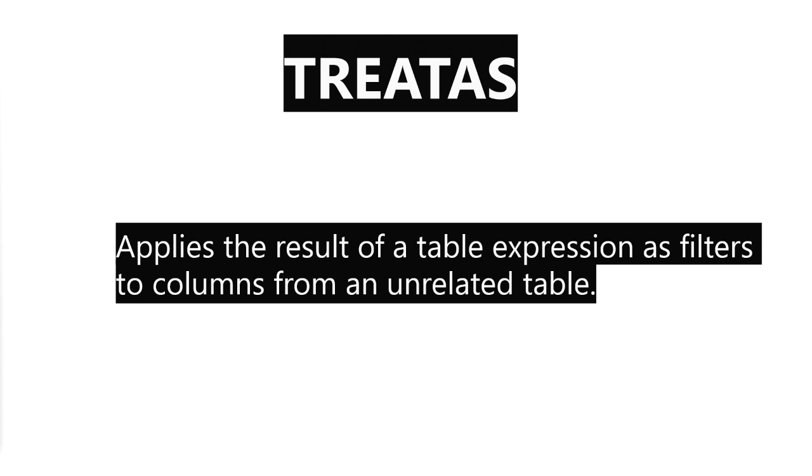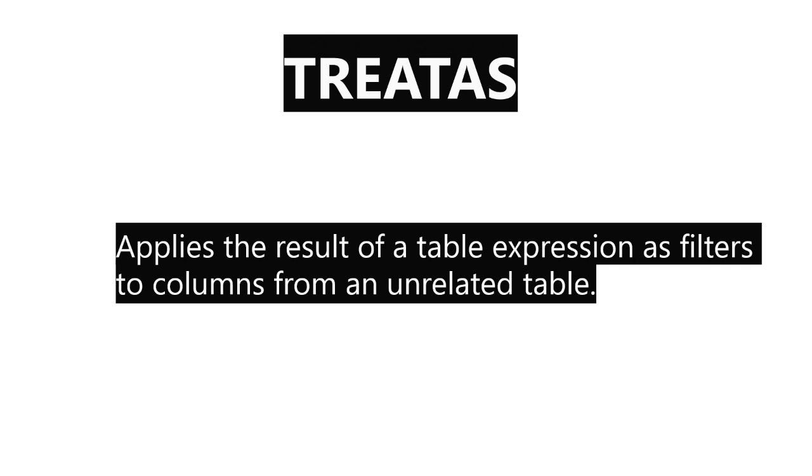Microsoft Learn says it does this. Applies the result of a table expression as filters to columns from an unrelated table. What? I'm probably losing you already. I could start in on row and filter context, cardinality, etc., and really bore you. But all this says is treat the data in the unrelated table the same as you would treat the data in a related table.